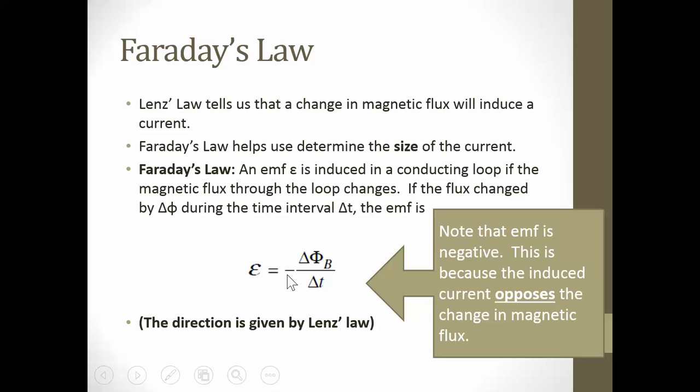You'll notice that there's a negative here. This negative is because the induced current will oppose the change in magnetic flux. So if the magnetic flux is going up, the induced current will go opposite of that.